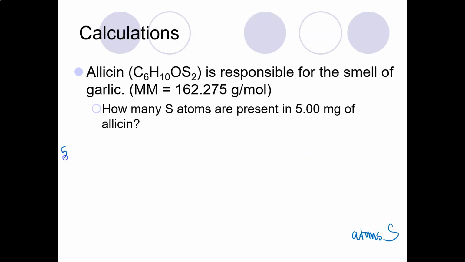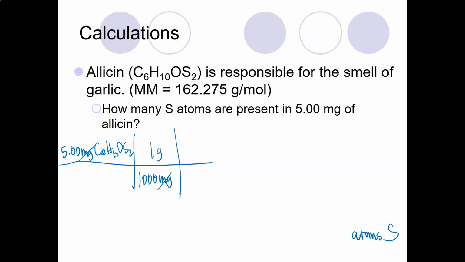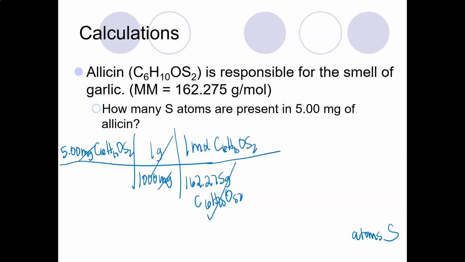I'm starting with 5.00 milligrams of C6H10OS2. So step number 1 needs to be to cancel out the unit you're starting with. Well, we're starting with milligrams. So 1,000 milligrams are in 1 gram. Okay, now we have grams. Well, in this chapter, the only unit factor I have with grams is molar mass. So 162.275 grams of C6H10OS2 are in 1 mole of C6H10OS2. Cancel out grams. So I have moles, which is awesome.